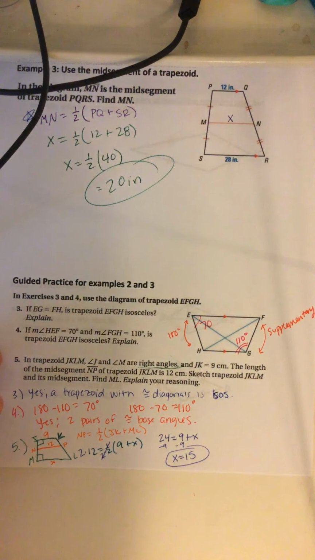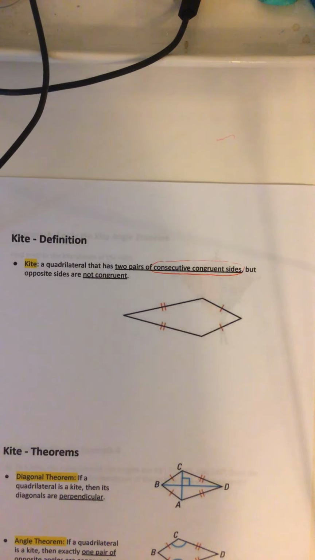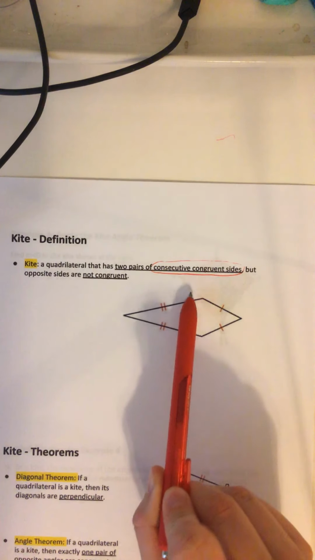Because for the next part of the lesson, we're going to talk about a kite. This is our last type of special quadrilateral we're going to learn in geometry this year. And a kite is a quadrilateral that has 2 pairs of consecutive congruent sides. So this is very different from what we have done already, because everything so far we've had opposite sides being congruent, but now it's the consecutive sides that are congruent.